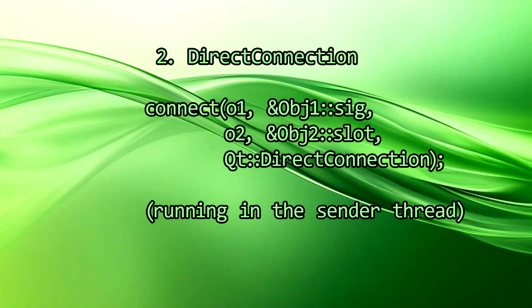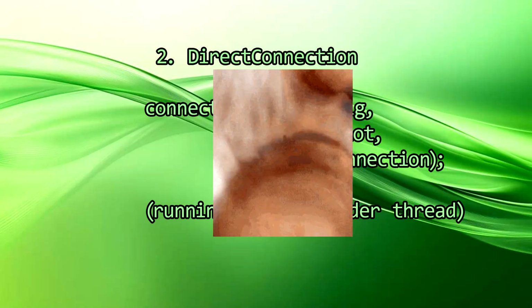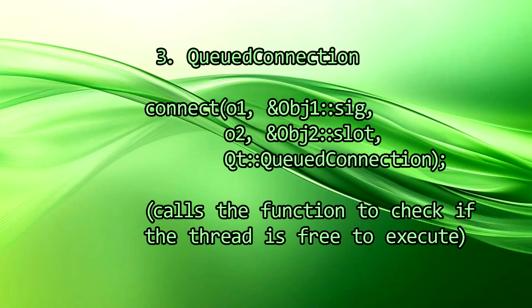The direct connection is literally just a function call. The slot runs right now in the sender's thread. Be careful with threads, race conditions can bite you. The queued connection one is more interesting. The signal gets packaged up and posted to the receiver's event loop. Hey, when you get a chance, run this. The sender keeps running immediately, perfect for thread safety.